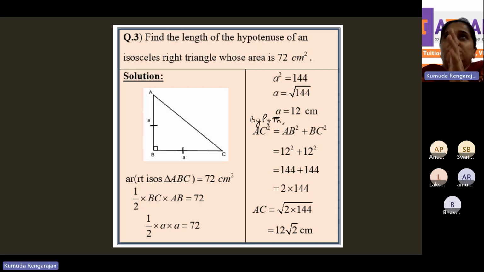Even if you add 144 plus 144, which is 288, and then find the prime factors, you will get the same thing, 12 root 2. I have written 144 plus 144 as 2 into 144. So it will be the square root of 2 into 144, and the square root of 144 is 12. So 12 root 2.